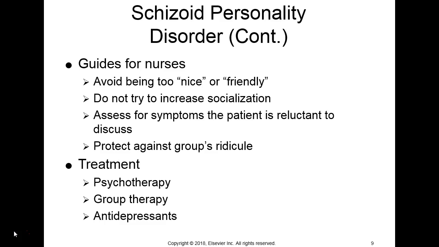They truly are loners. And if they're in an inpatient unit, we absolutely would want to protect them against ridicule from other patients because they may seem odd and different from everyone else. They may not want to go to groups. They may not be accepted by the rest of the patients. So treatment would be psychotherapy, group therapy, antidepressants. Again, if you can get them to group, it would be very helpful.